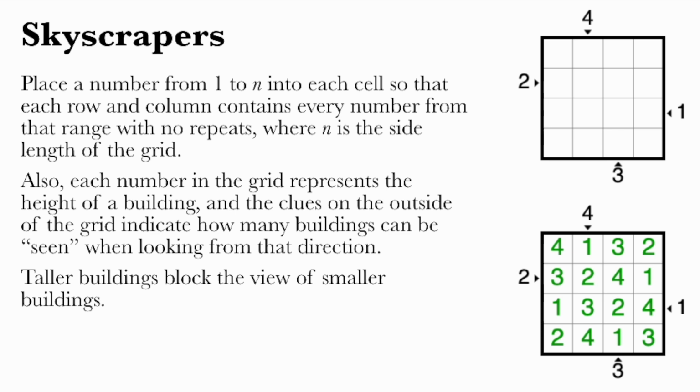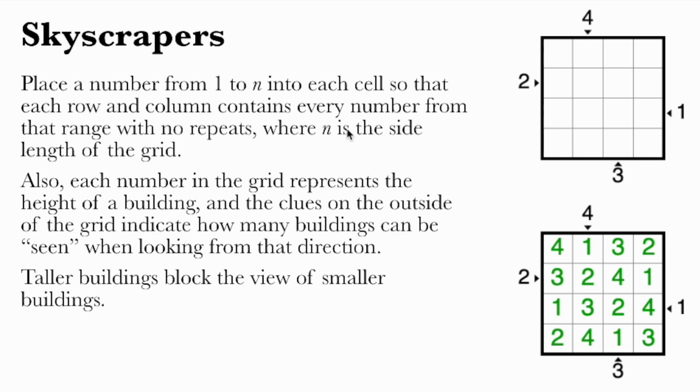Skyscrapers is a Latin square puzzle. We will place a number from 1 to n into each cell, so that each row and column contains every number from that range with no repeats, where n is the side length of the grid. That is a lot of words to describe the Latin square constraint that you see from time to time. So just like in a Sudoku, every row and every column will have all of the potential numbers, and we will never have a repeat, because if we did, we couldn't have all of the numbers. So there are two ways of saying the same thing, really.